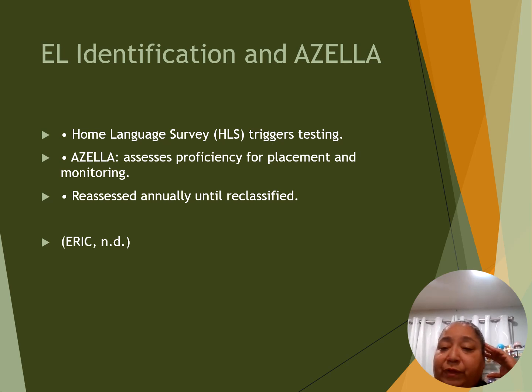The process starts with the home language survey. If a language other than English is indicated, students may take the Arizona English Language Learner Assessment, or AZELLA test, to determine both initial placement and annual progress. Once the student reaches proficiency, they are reclassified, but supports may continue to ensure success in mainstream classrooms.